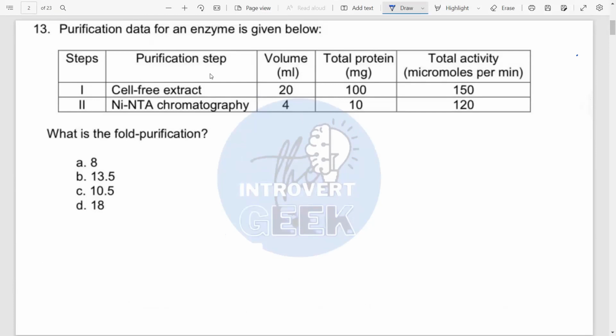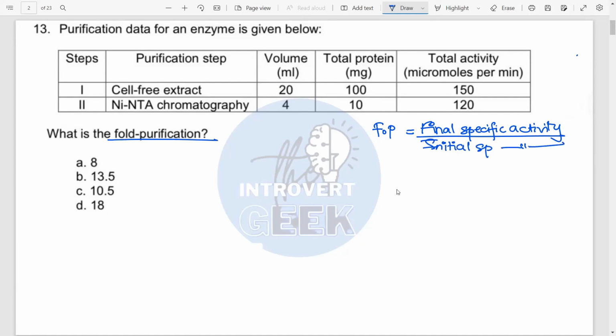Now let us read the first question. It asks you what the fold purification is. Now the simplest way to solve this problem is to know the formula. So there is a formula for fold purification. Fold purification is equal to final specific activity upon initial specific activity. It's a very simple formula. Now, as you can tell, you have to have the final and initial specific activity to solve this particular question.